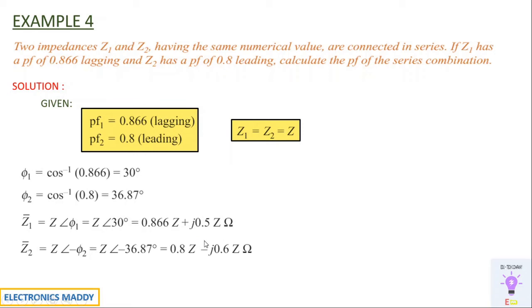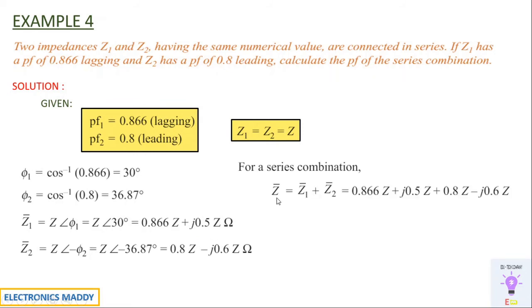Once this is done, since they're connected in series, can we write Z is equal to Z1 plus Z2? You'll get 0.866Z, and add this equation and this equation. Once they're added, you will arrive at this particular point, which is equal to this equation.